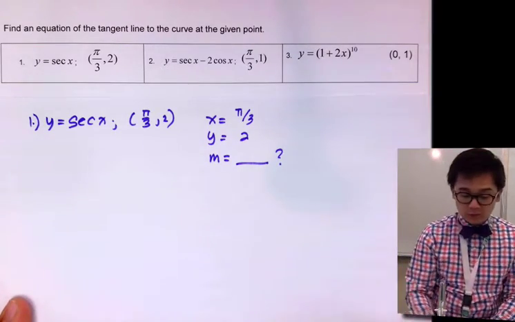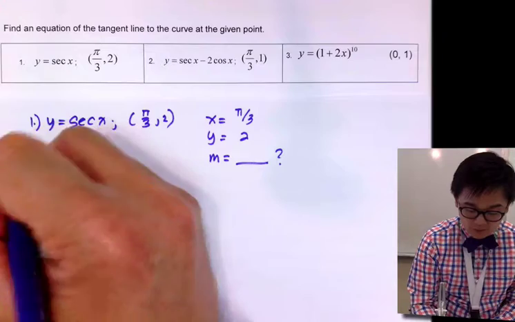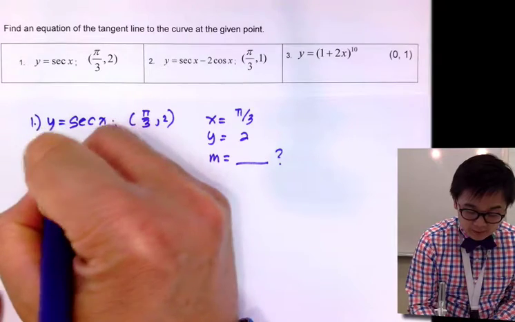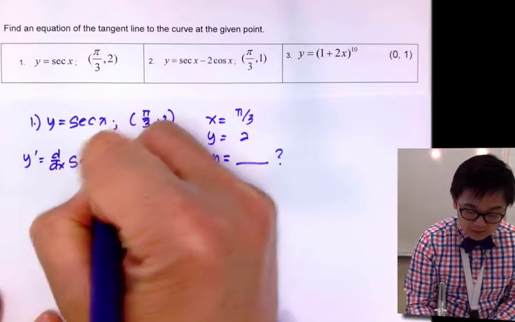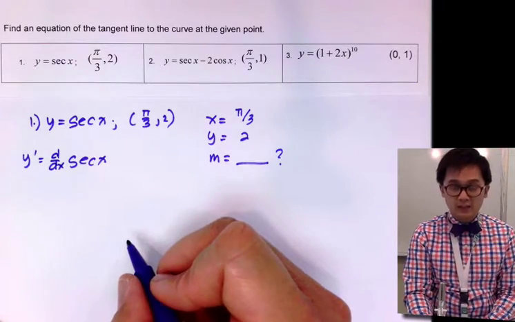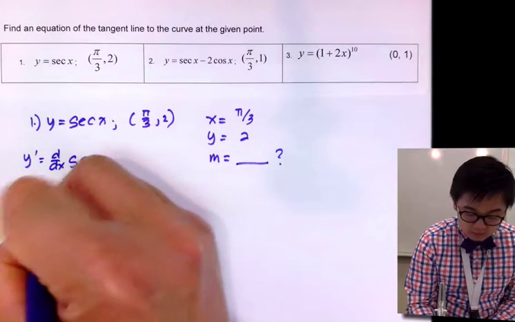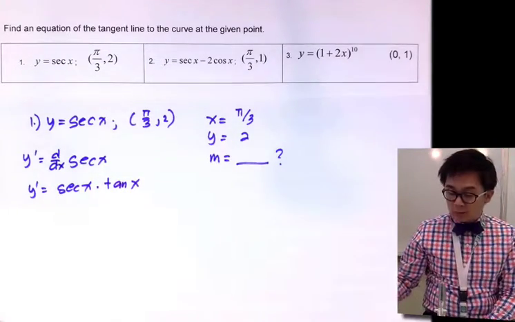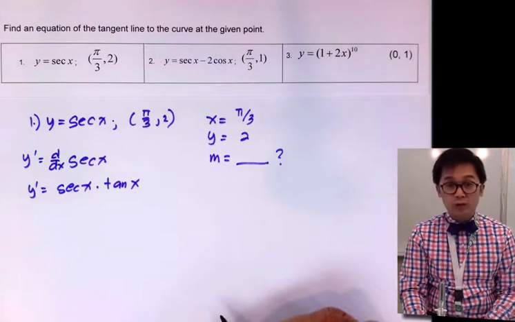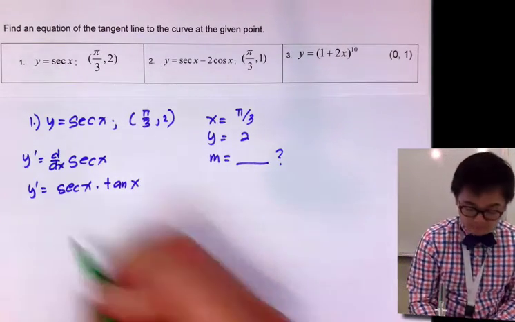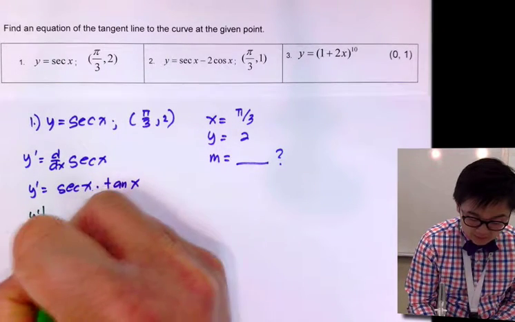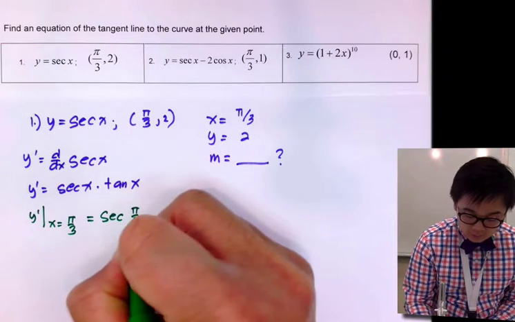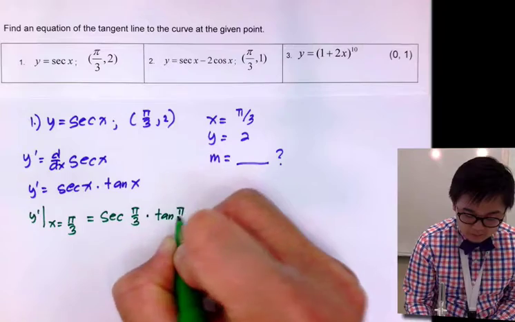And to find the slope, we know that we can simply find the derivative of the function, which gives the equation that will help us find the slope of the line. So y prime is d/dx of secant x, and the derivative of secant x is secant x tangent x, so y prime is secant x times tangent x. But we're supposed to evaluate it at x equal to pi over 3 so we can find the slope at that point. So we have y prime evaluated at x equal to pi over 3, so we'll have secant pi over 3 times tangent pi over 3.